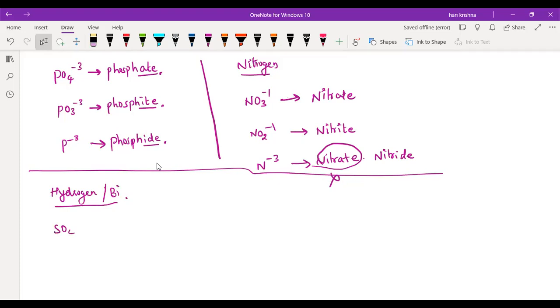Suppose SO4 minus 2 is there. What is the name? Sulfate. But if hydrogen is added to this, HSO4 minus, whenever H is added, the charge decreases by one, it becomes minus 1. When you add the H here, the charge changes to minus 1. So HSO4 minus, what is the name of this? Bisulfate.